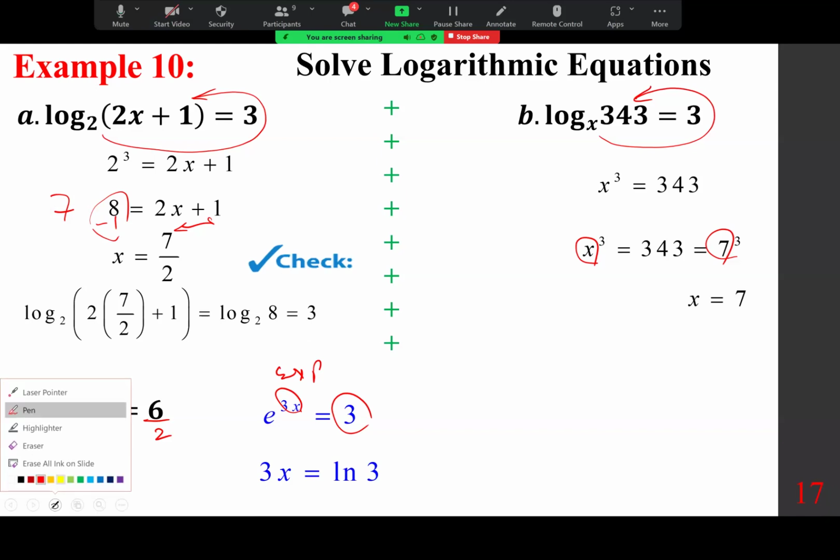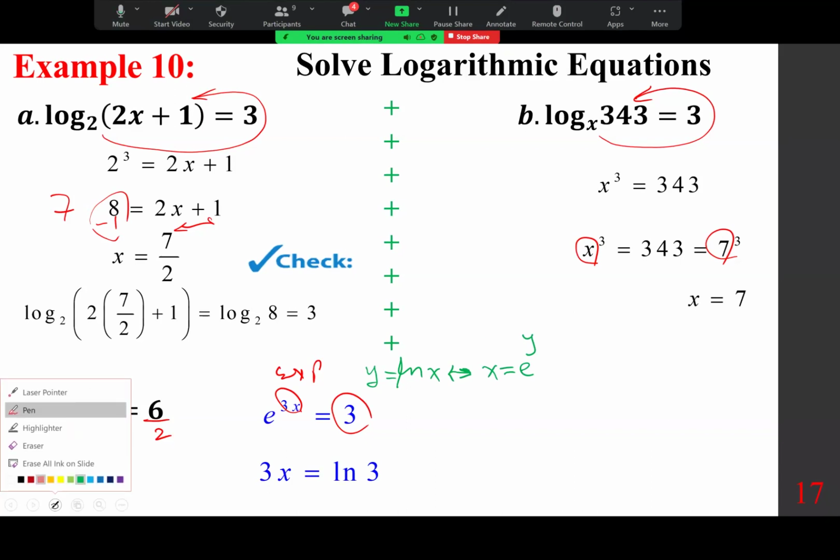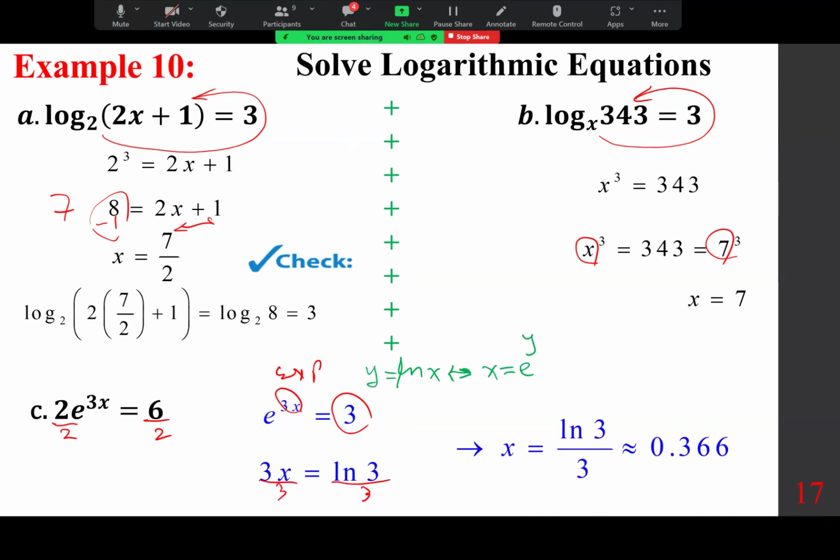Reminding you, y equals ln x means x is e to the power of y. So what is x? Divide by 3. This is the exact answer, everybody. ln 3 divided by 3.